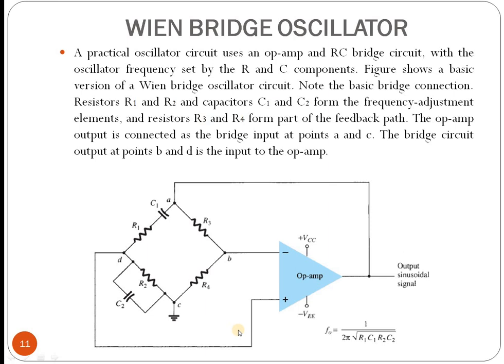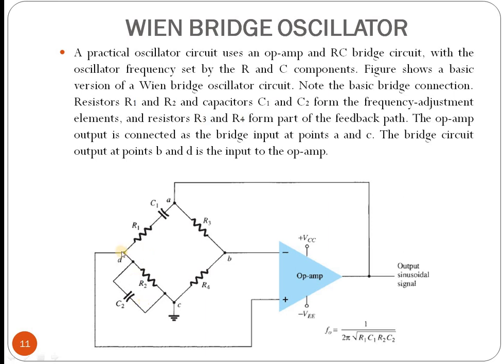Wien bridge oscillator, another type of oscillator. You can see the circuit of this type of oscillator. For practical cases, this type of circuit uses an op-amp, an operational amplifier, and an RC bridge network. You know that an RC bridge circuit is a combination of resistors and capacitors. These resistor and capacitor components basically set the frequency of the oscillator.